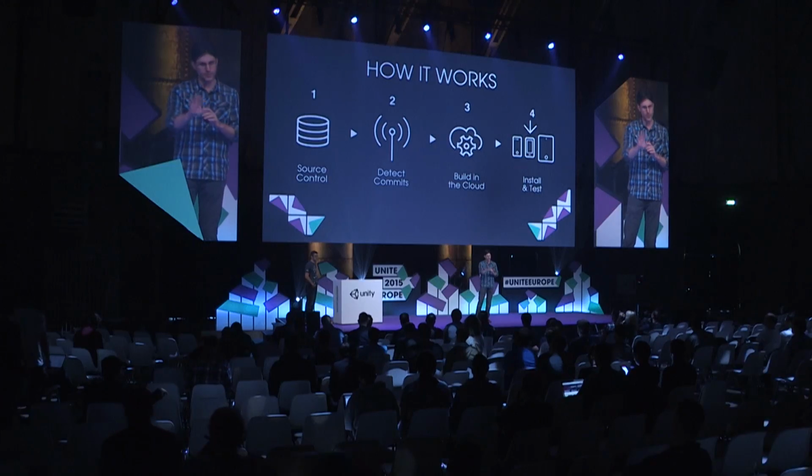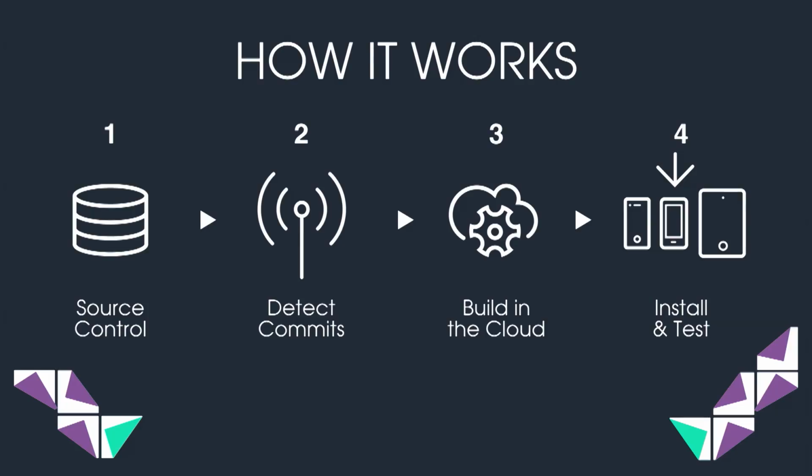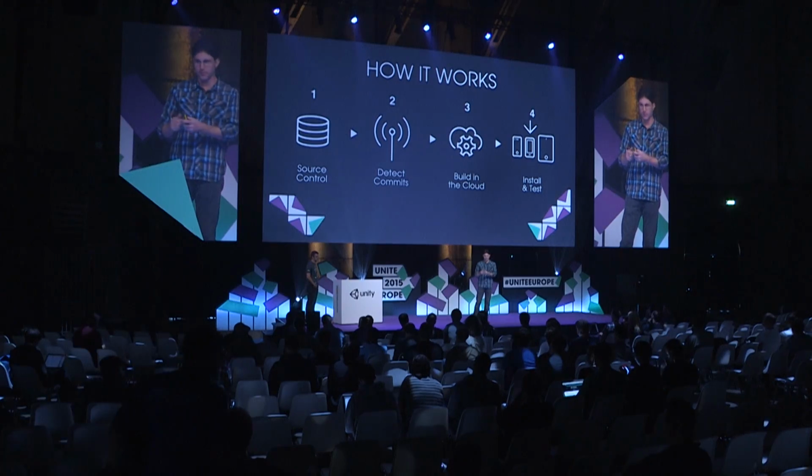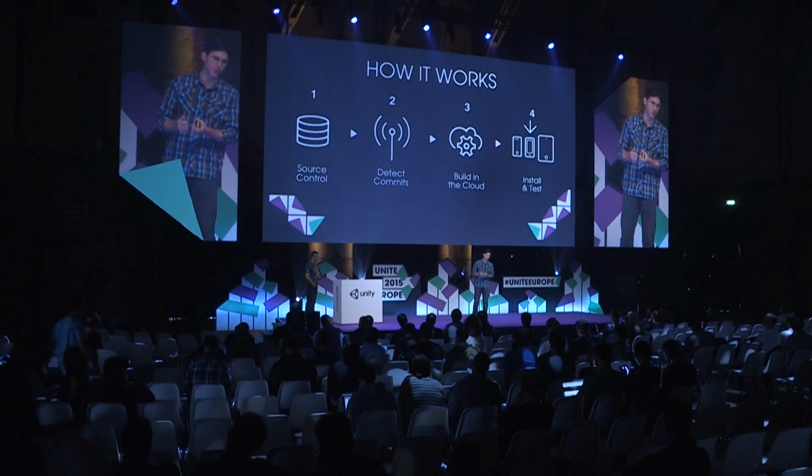The basic overview of the system is you connect it to your source control. You just tell us where your repo is. It's okay if it's private. We'll create our own SSH key and you can add us to the system. It can be read-only. We detect when you've pushed commits to your server. We kick off build processes, which are highly customizable, and then anyone on your team can install and test your game on a device over the air.